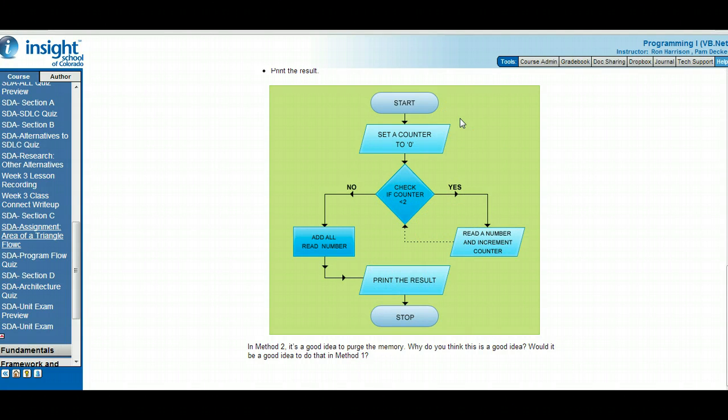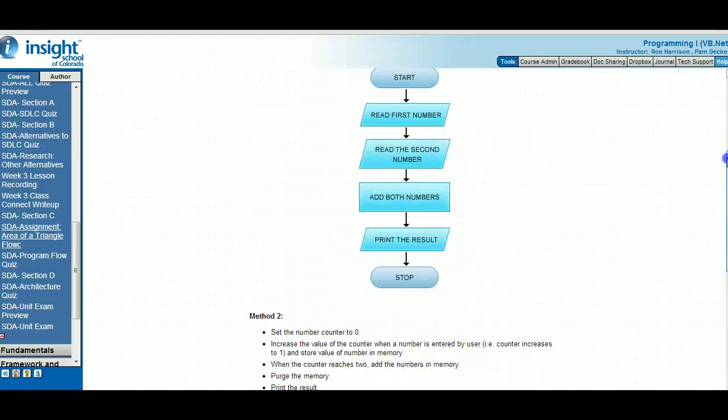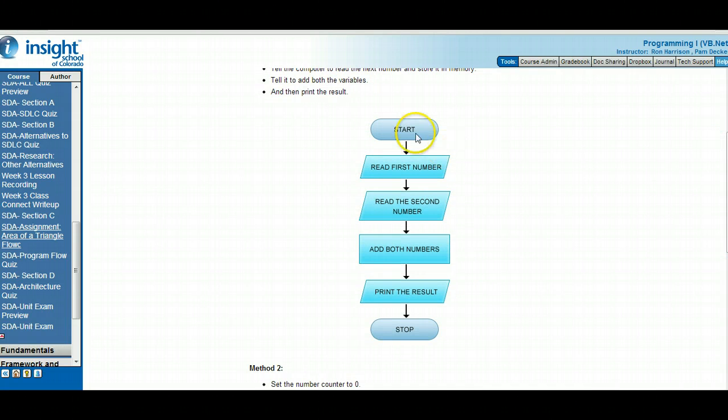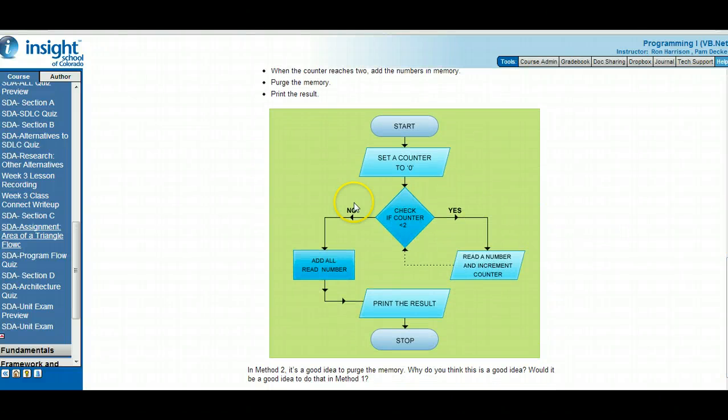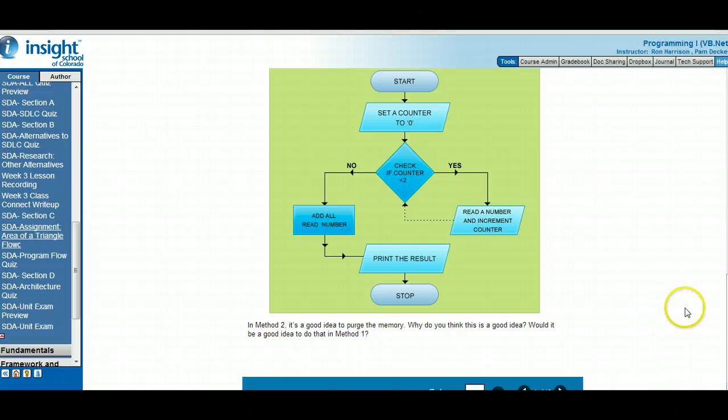So to do a flowchart for a program that adds 20 numbers together, it's much easier doing it at the bottom flowchart with the counter than with this one where you have read first, read second, read third, read fourth, read fifth, read sixth, etc. So it's much easier to use counters to do continuous applications like that, or continuous formulas. So that gives you the idea of a flow chart.